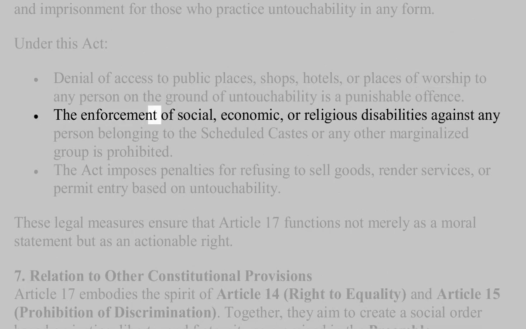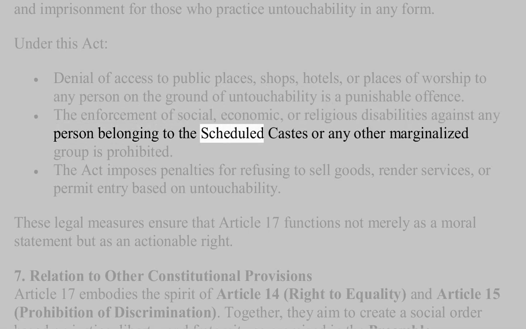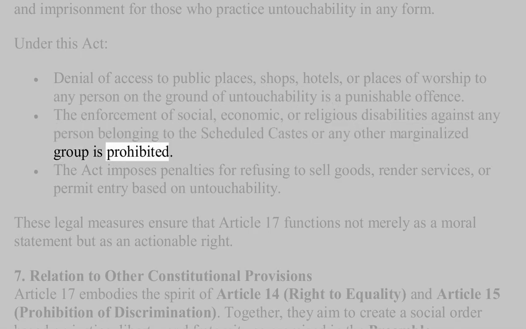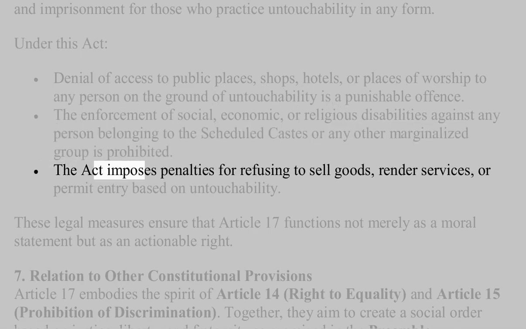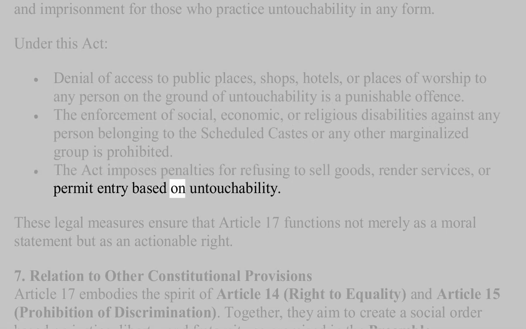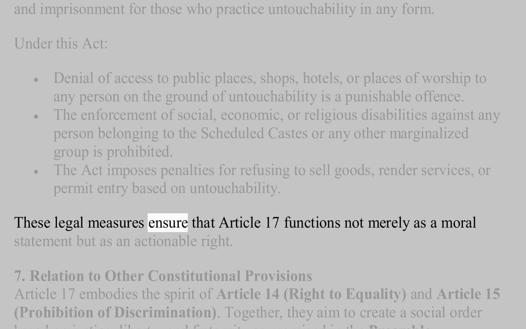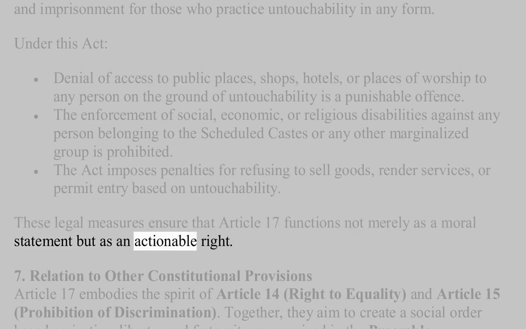The enforcement of social, economic, or religious disabilities against any person belonging to the scheduled castes or any other marginalized group is prohibited. The Act imposes penalties for refusing to sell goods, render services, or permit entry based on untouchability. These legal measures ensure that Article 17 functions not merely as a moral statement but as an actionable right.